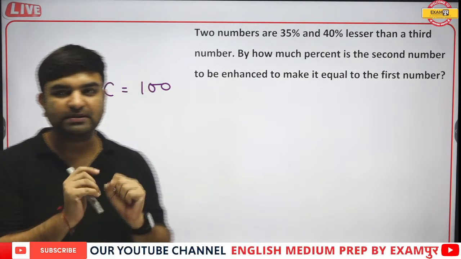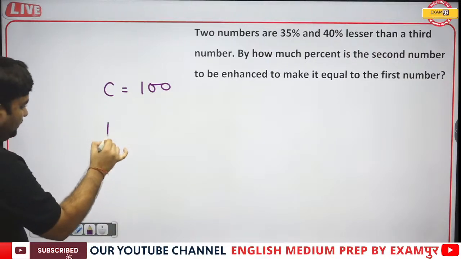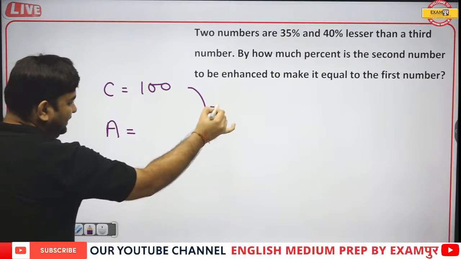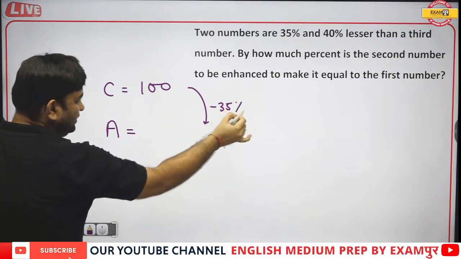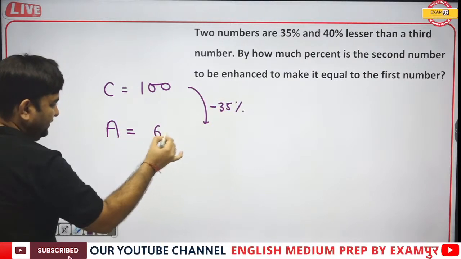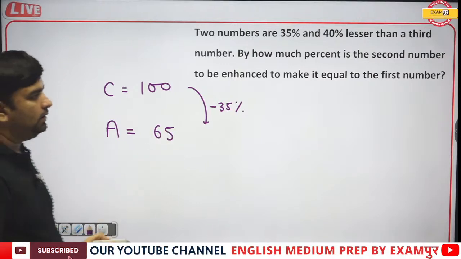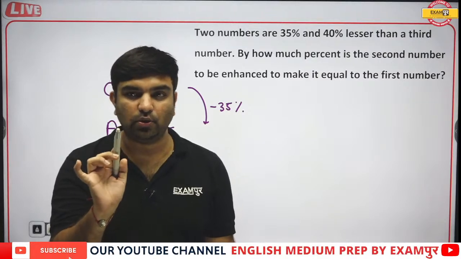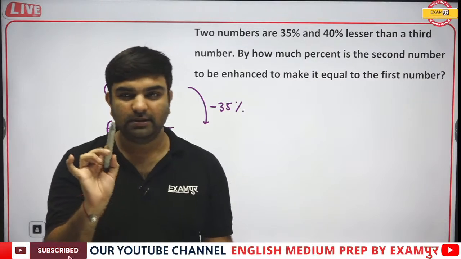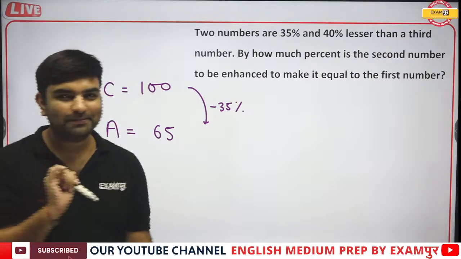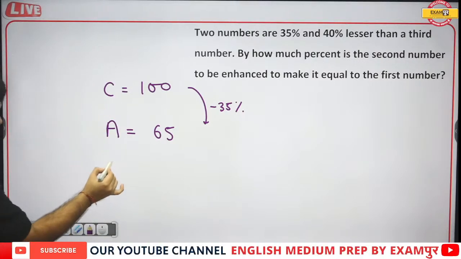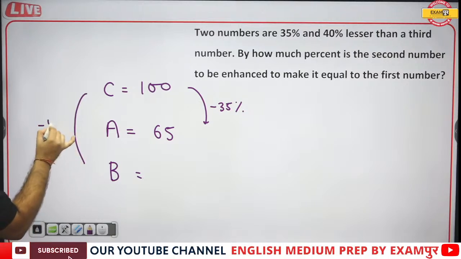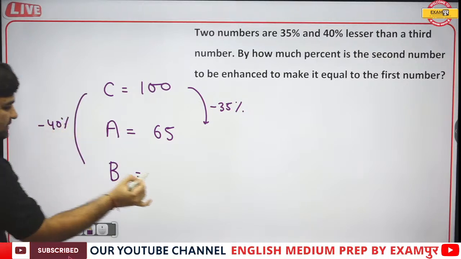First is 35% less. Hello, Manju. So 35% less than 100 is 100 minus 35, that is 65. Second is 40% less. Hello, Sanmugha Priya. B is 40% less, so 40% less than 100 is 60.